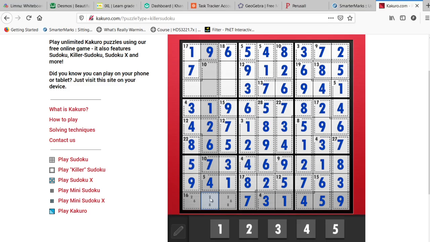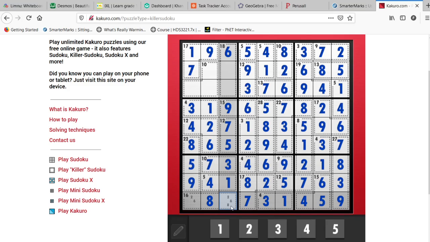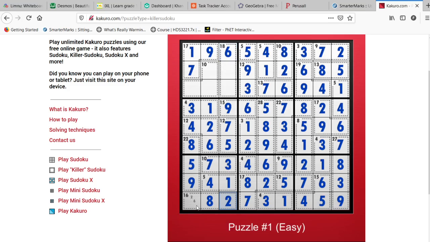Now this cell we earlier determined was either 2, 6, or 8. We now have a 2 and 6 in the column. So that's an 8. This was either 2, 6, or 8. It can no longer be 8. It can no longer be 6 because of that very top row. So this has to be a 2, which leaves this as a 6.